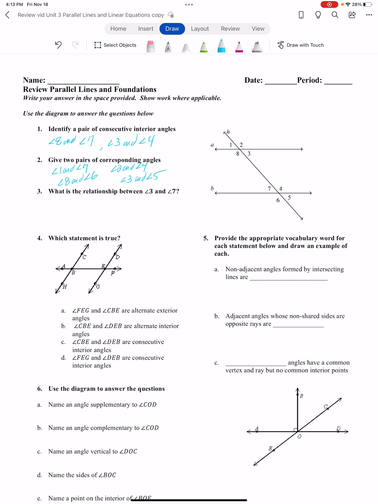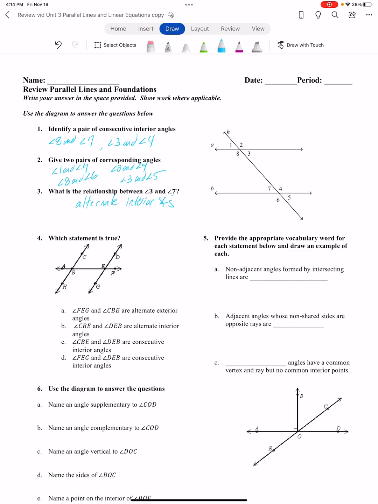What's the relationship between angle 3 and angle 7? One's on the left, one's on the right, one's above the line, one's below the line, so they are alternate interior angles. Which statement is true?